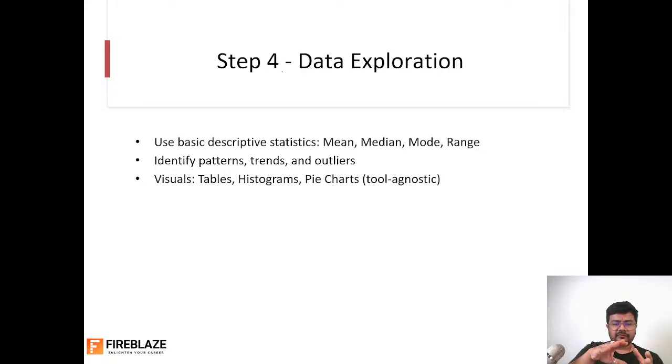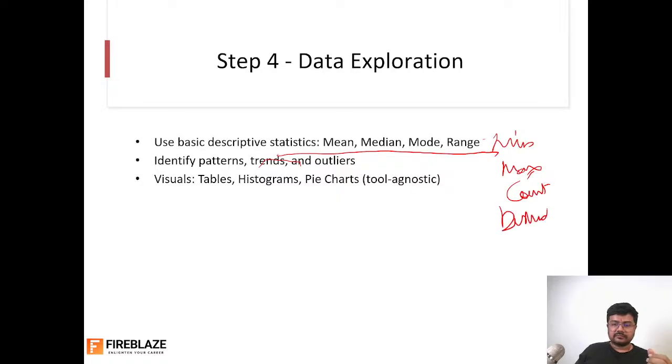Now, first bullet point says use basic descriptive statistics. These are not the complete descriptive statistics. We have mean, median, mode, range. We have minimum. We have maximum. Right. We have count. We have distinct count. We have several other descriptive statistics. We also have variance. We have standard deviation. Right.